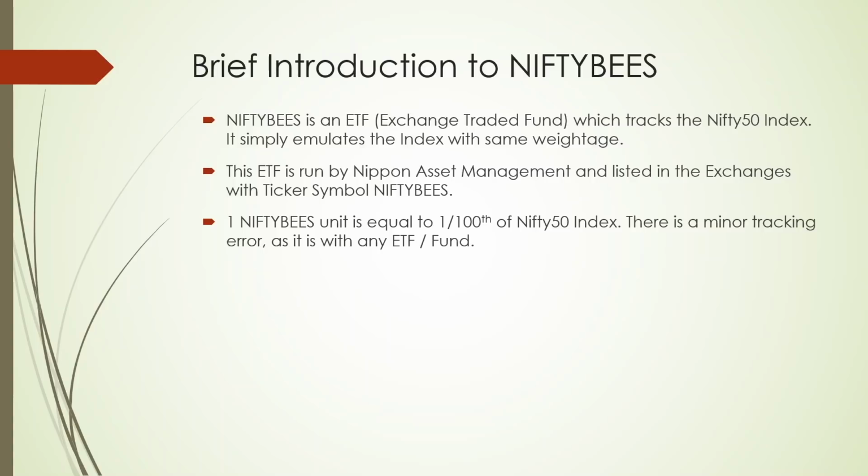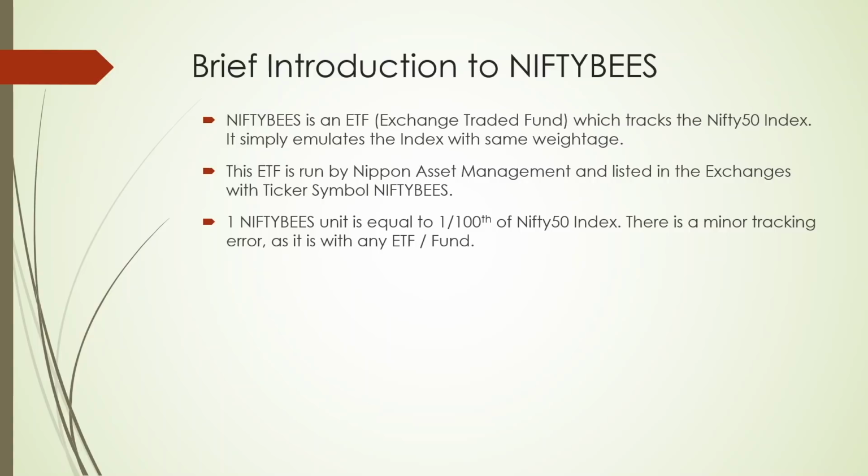One Nifty Bees unit is equal to 1/100th of the Nifty 50 index. So today, consider that Nifty is at 17,400, then one Nifty Bees unit will be roughly equal to 174, which is 1/100th of 17,400. There is a minor tracking error because the Nifty will move and the weightage will keep changing. For every tick, the weightage will change slightly.